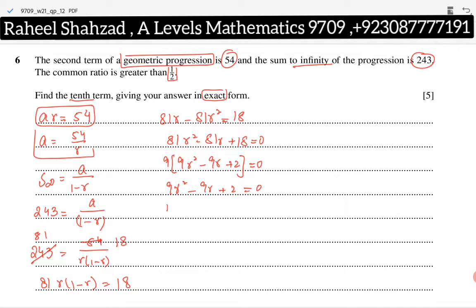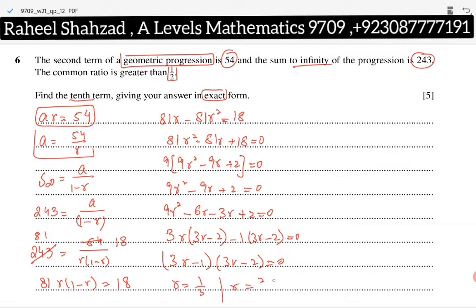Now 9 times 2 is 18, so it's 9 R square minus 6 R minus 3 R. So we take 3 R common. It's 3 R minus 2, minus 1 times 3 R minus 2 is equal to 0. So it is 3 R minus 1 and 3 R minus 2 is equal to 0. That means R is equal to 1 by 3 and R is equal to 2 by 3. Now they are saying that the common ratio is greater than 1 by 2. So 1 by 3 is 0.33. So this cannot be taken. We will take R as 2 by 3.